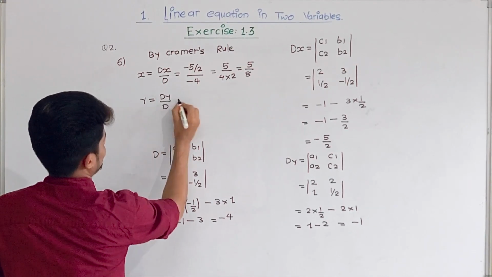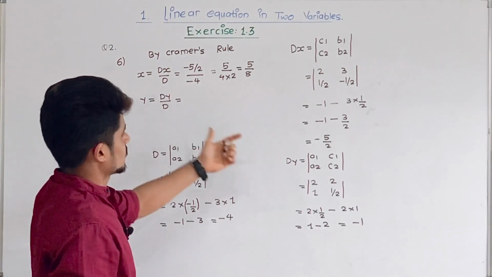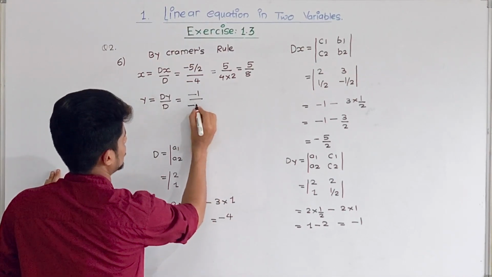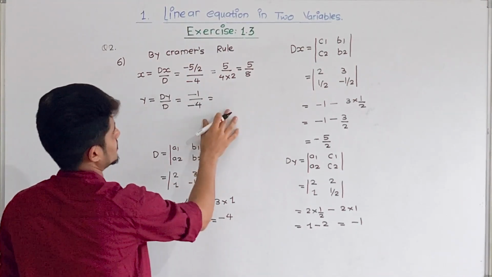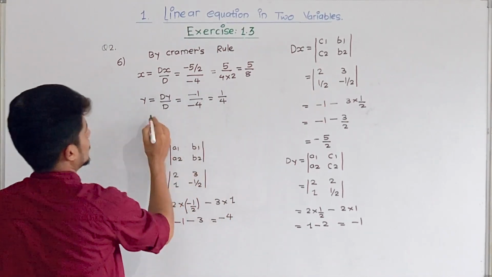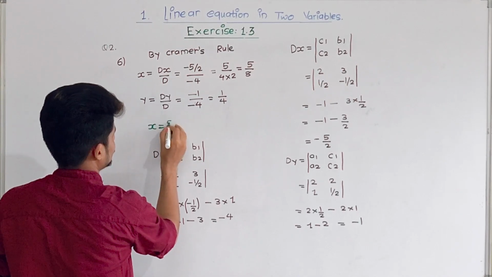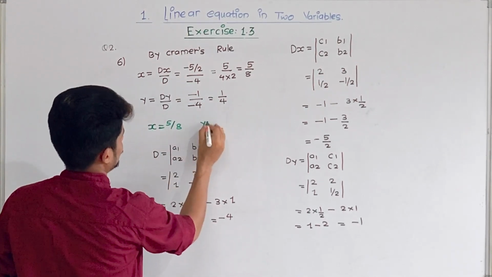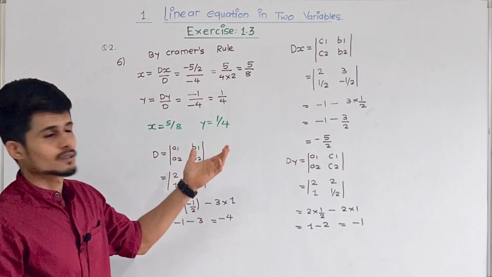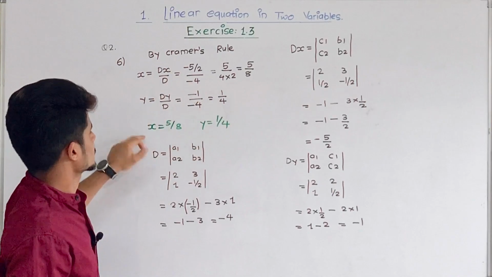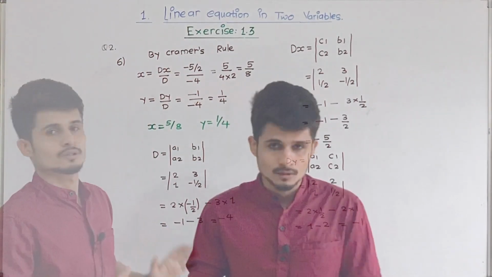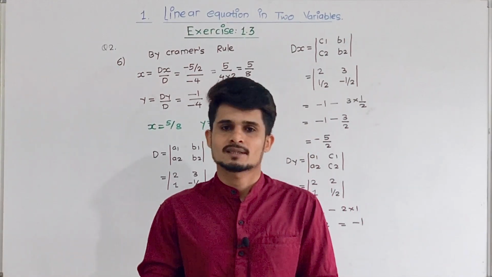dy by d, that is value of determinant of y is minus 1 and value of determinant is minus 4. Minus minus get cancelled. Answer is 1 by 4. So here the answer of x is 5 by 8 and answer of y is 1 by 4. So this was question number 6, in which x is equals to 5 by 8 and y is equals to 1 by 4. So now we have completed our exercise 1.3.